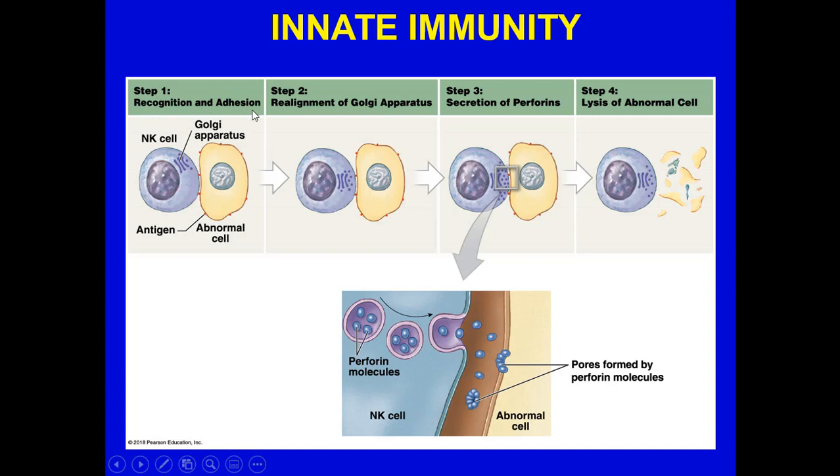Step 1, recognition, adhesion. Step 2, realignment of the Golgi apparatus, basically firing up the system to make a lot of these perforin molecules, which will then form pores, and basically they will disrupt the balance of the fluids and ions by punching holes in the cell membrane of this unique or abnormal cell, and it leads to the lysis of the cell. Okay?